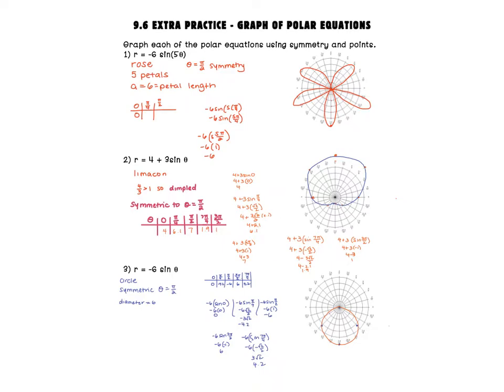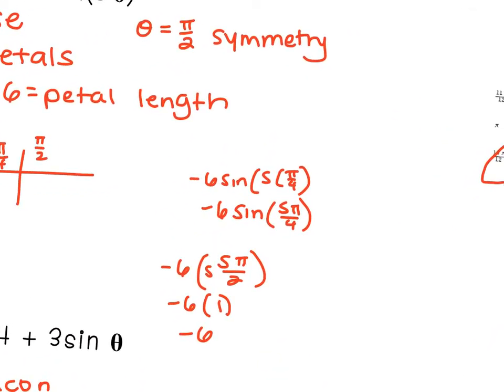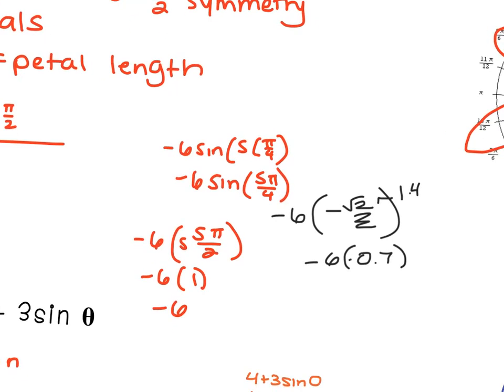So this one was a little bit harder to get the points. When I plug in 0, I got 0. When I plug in pi over 4, I didn't actually work this out. I would have gotten negative 6. The sine at 5 pi over 4 is negative root 2 over 2. And then I would approximate root 2 to be like 1.4. 1.4 divided by 2 is 0.7. And then multiply that out, and I get positive 4.2.